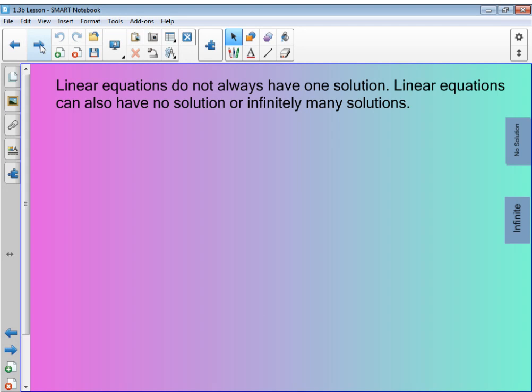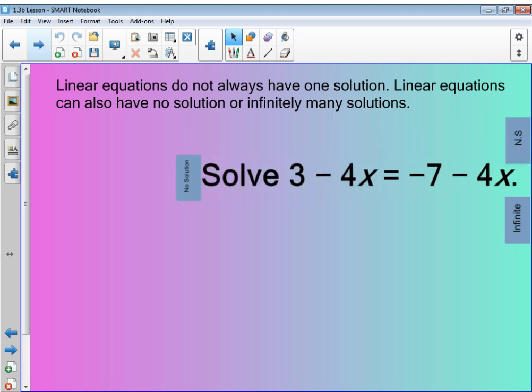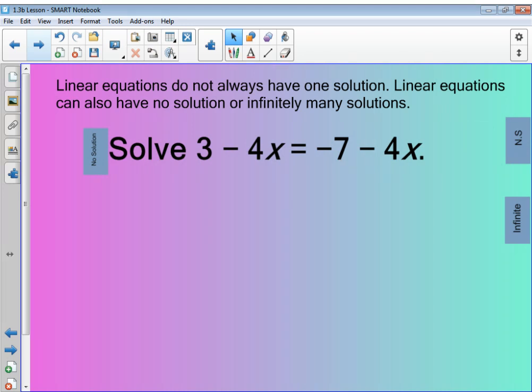Okay, so we're going to be working with linear equations today that sometimes have no solution or an infinite number of solutions. So far, we have been working with ones that have one solution. Okay, so here's an example of working with equations that have no solution. So they're going to look very similar to what we've done in the past.